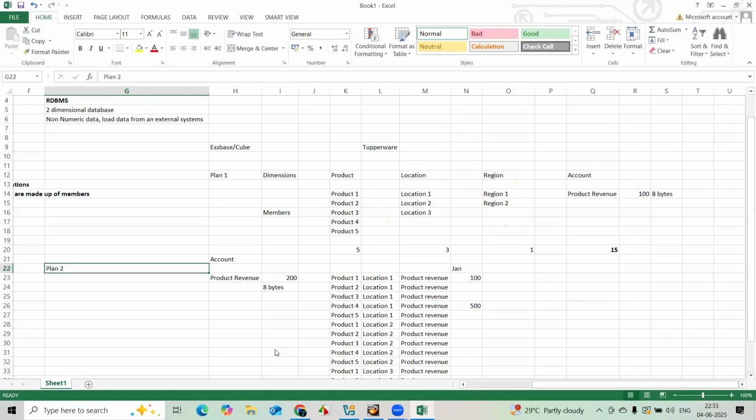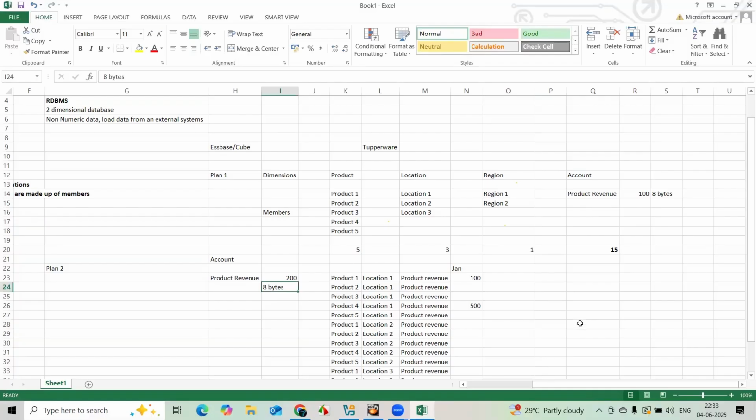Got it? Okay. Dimensions can be the same, and members can also be the same. Just like account, you can have product revenue in two dimensions, in two cubes also. But when you are inputting data, it will consume its own share of storage in its respective cubes.